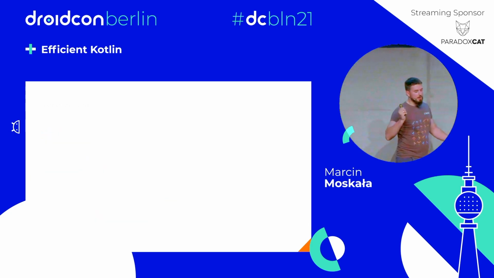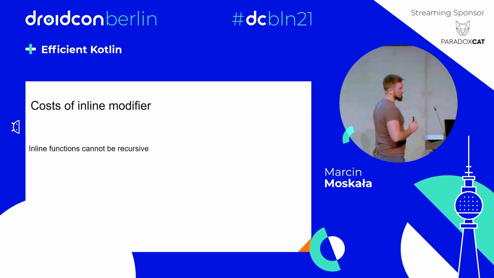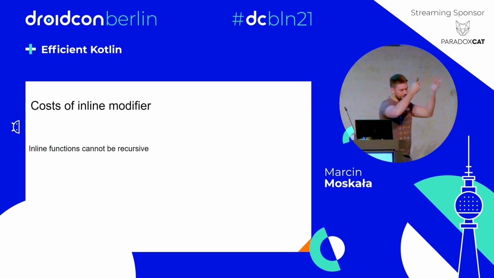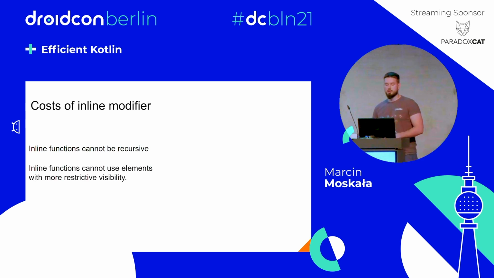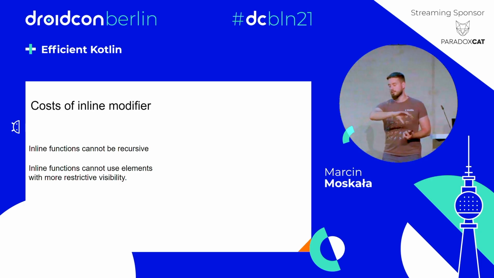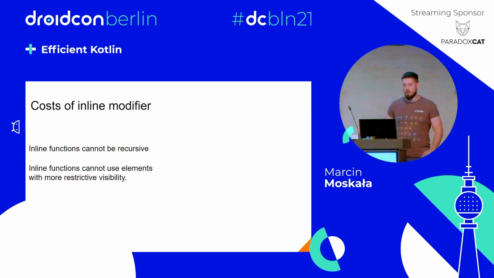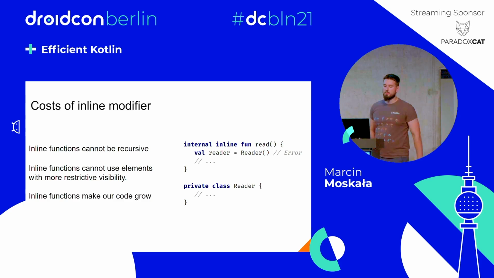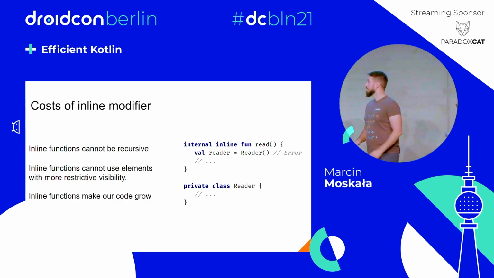Of course, the inline modifier has its costs, so we need to mention those as well. Inline functions cannot be recursive. Clearly, we would inline infinitely. They cannot use elements with more restricted visibility. Again, clear: if we would inject their body into a place that cannot see it, then it wouldn't work. And this is the biggest problem. And the third one is a very tiny problem, but sometimes it is considered that it can make our code grow.